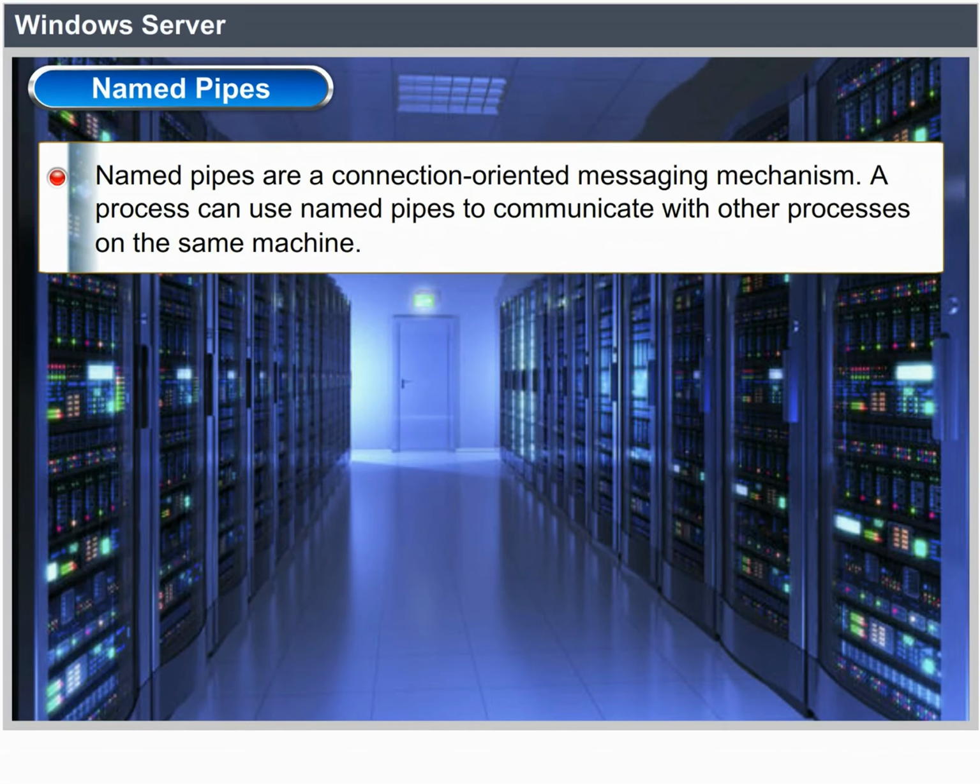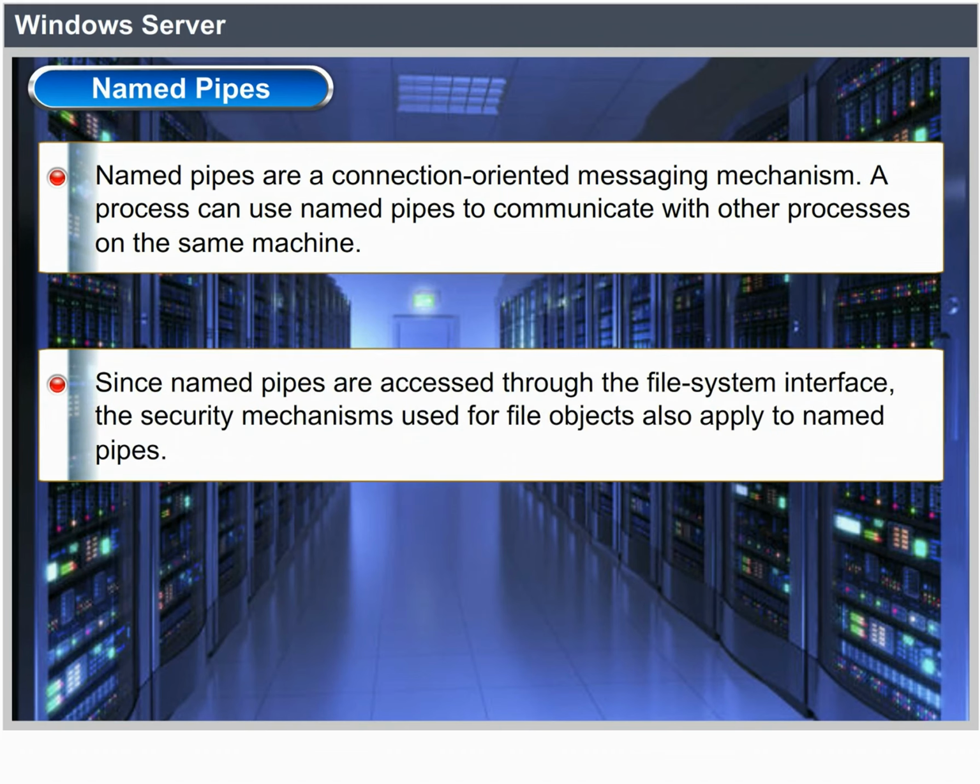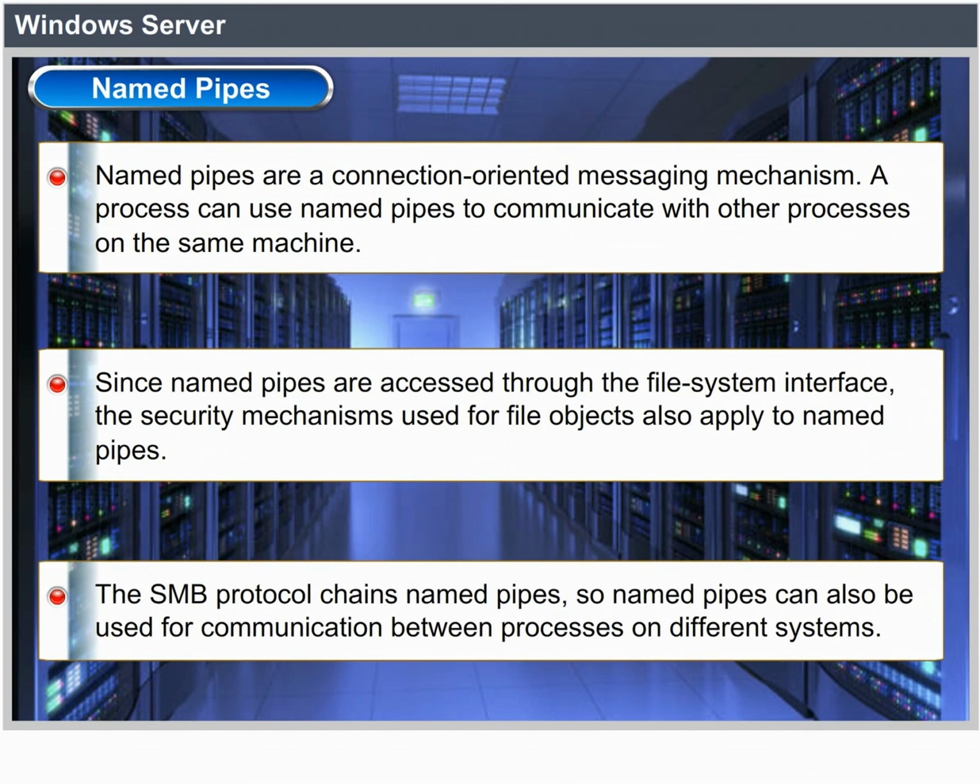Since named pipes are accessed through the file system interface, the security mechanisms used for file objects also apply to named pipes. The SMB protocol supports named pipes, so named pipes can also be used for communication between processes on different systems.